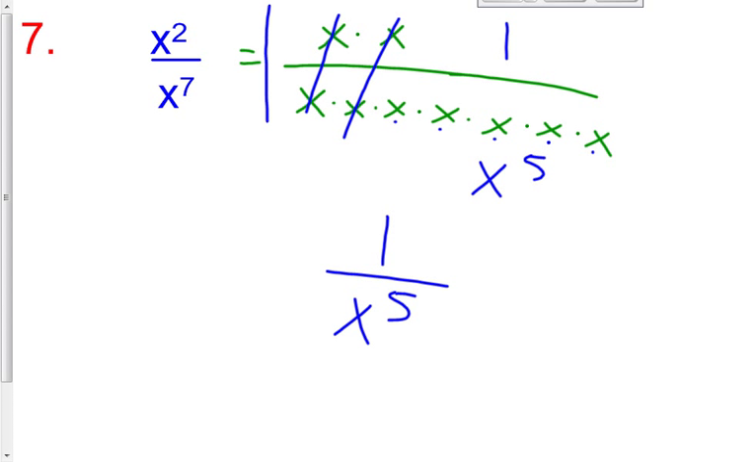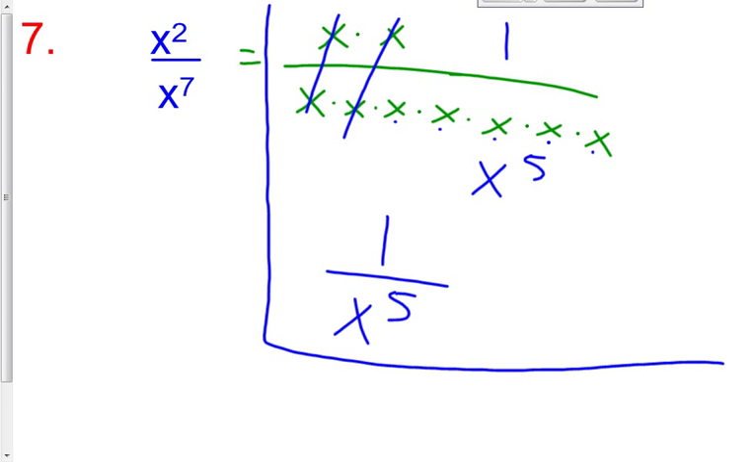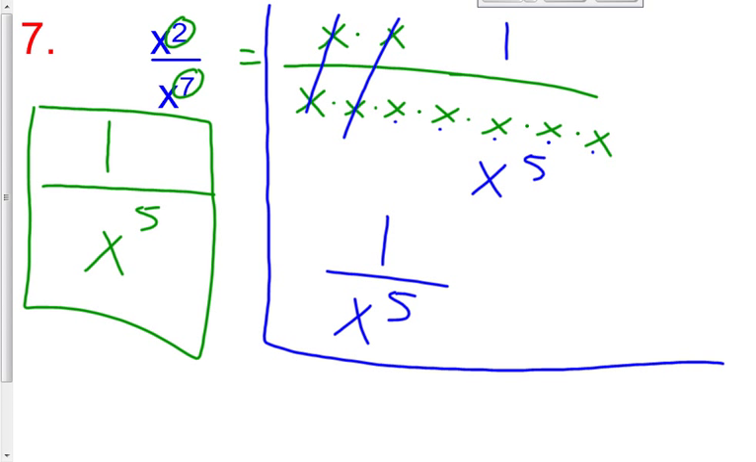Now on a test, I certainly don't expect you to show all this work. What you could just do is say, well, there's more x's in the bottom. 7 is a bigger number than 2. So just subtract 7 and 2 using the quotient property. 7 minus 2 is 5, so it's x raised to the 5th. However, it's not x raised to the 5th in the numerator. There's more x's in the denominator, so there's x to the 5th in the denominator and the 1 in the numerator. So there is our answer for that one.